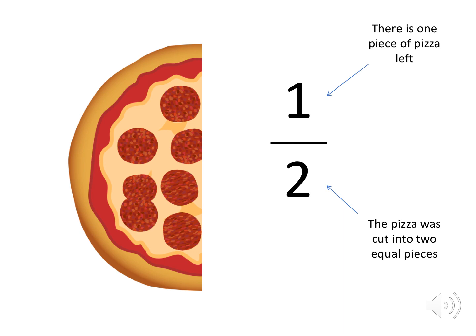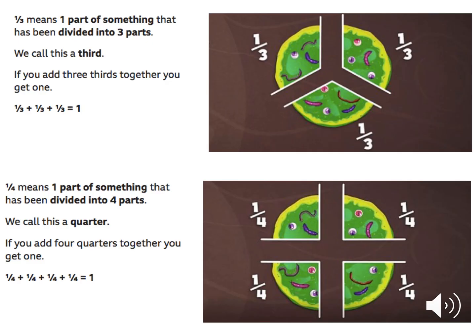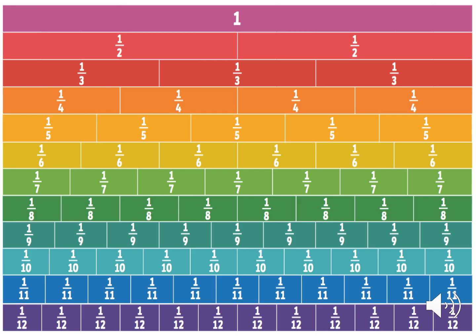So next up, just a little diagram there to show you what a third means and what a quarter means, and it means how many pieces it's been split into. And I'm sure you'll all have seen one of these before, a fraction wall, where you can see the whole at the top, one, and then it's split into two pieces, halves, three pieces, thirds.